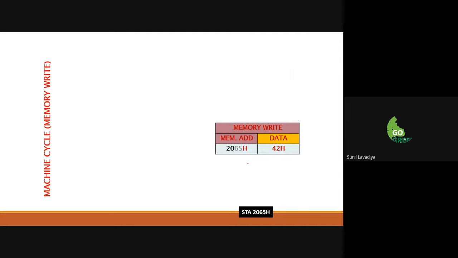Same operation, but now one thing is changed. As we are providing the data of the accumulator to the address, is it called read or write? We are providing the data of the accumulator to the memory. So is it read bar or write bar? Yeah, it's write bar, because we are writing some word over there on the address. So it's write bar.